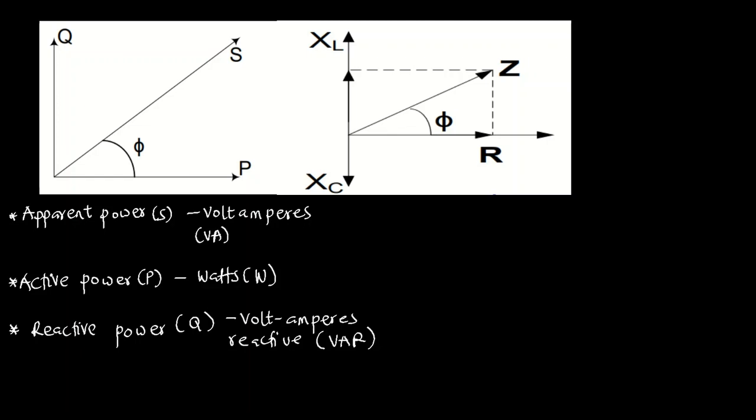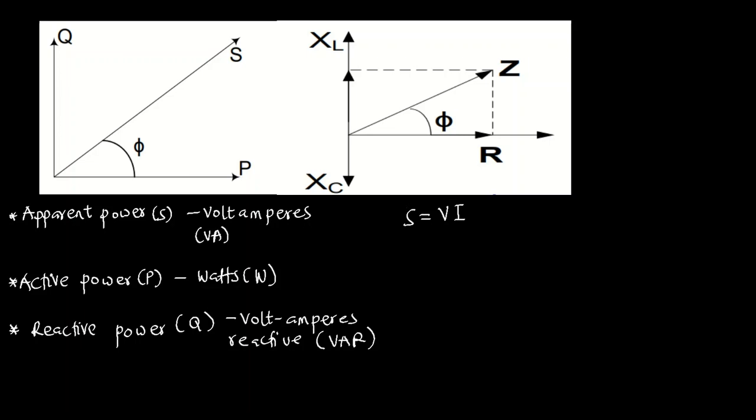For the apparent power, like I said earlier on, this is the total power in the circuit. So you have the apparent power S equal to the product of the total voltage in the circuit times the total current in the circuit. So this is the expression for the apparent power.